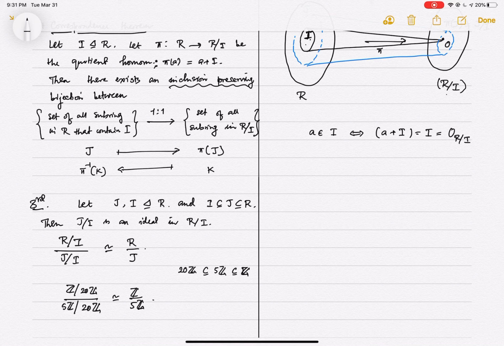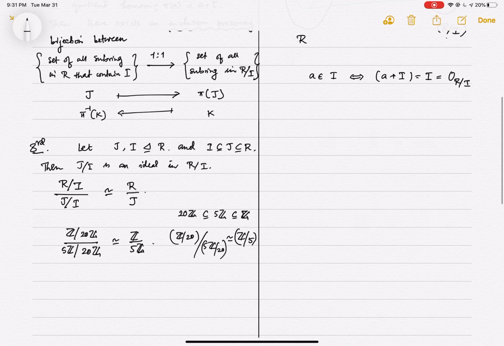And this you might have seen before. Z mod 20 mod 5Z mod 20 is isomorphic to Z mod 5. And this should remind you of things like 5 over 20 is 1 over 5.